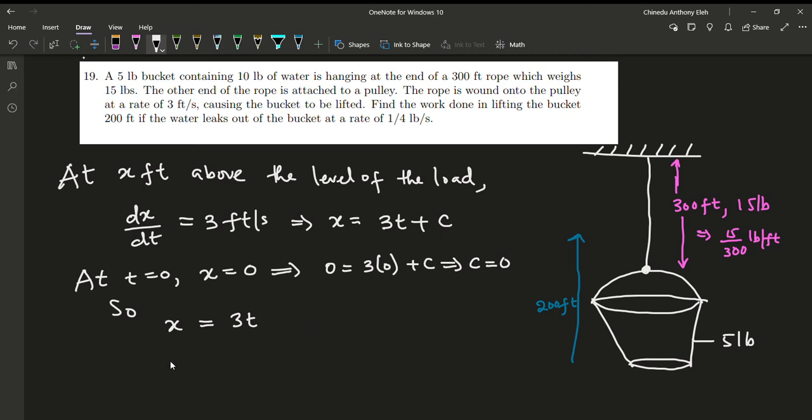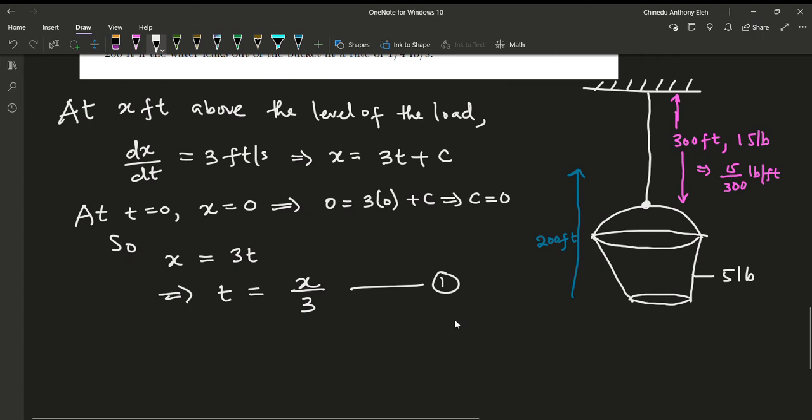And from here we can get that t is indeed x over 3. Maybe call it equation 1. Okay?